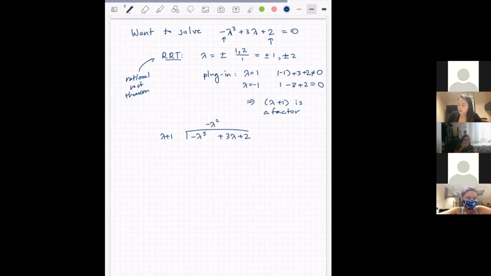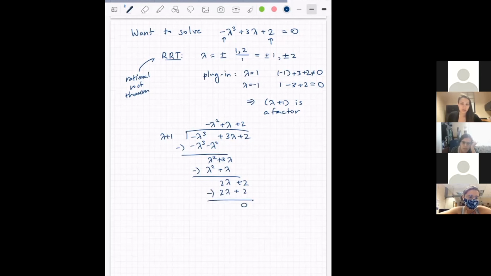So we would need negative lambda squared to get negative lambda cubed. And then we would get a negative lambda and subtract. And that would give us lambda squared plus 3 lambda. And then we would need a plus lambda to get lambda squared. And then we would distribute to get plus lambda and subtract again. And that will give us 2 lambda, pull down the 2, and we get 2. And so we shouldn't get a remainder if it is a factor, so it's good that we get 0 here.